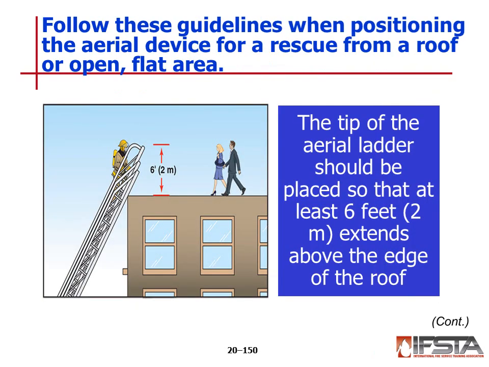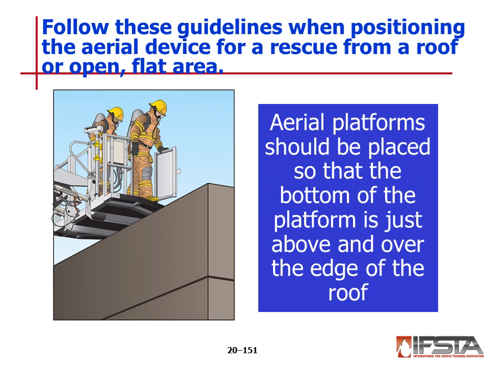When removing trapped victims from a roof or other similar flat areas, the tip of the aerial ladder should be placed so that at least 6 feet extends above the edge of the roofline. Aerial platforms should be placed so that the bottom of the platform is just above and over the edge of the roof. This position allows victims to have a handhold while climbing onto the ladder or into the platform.